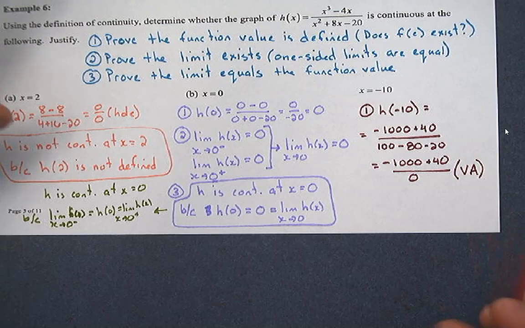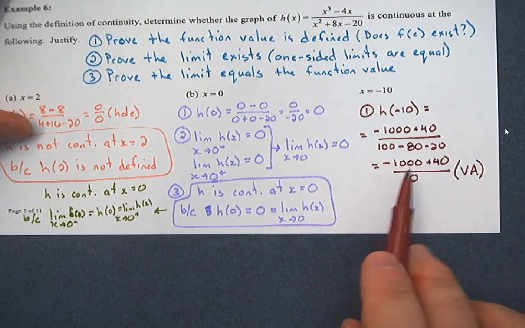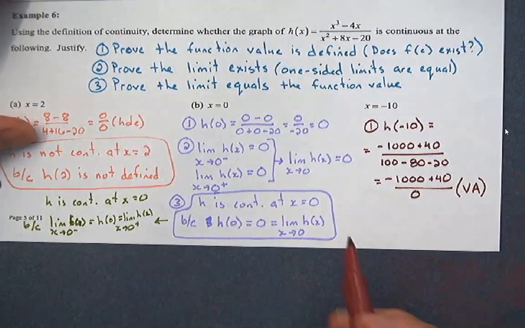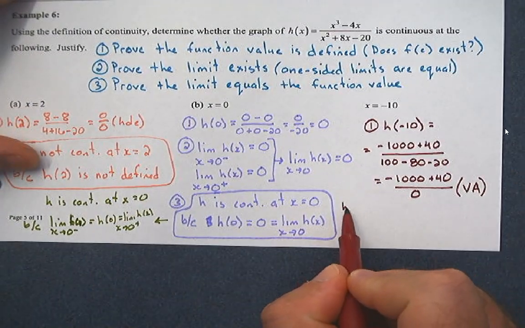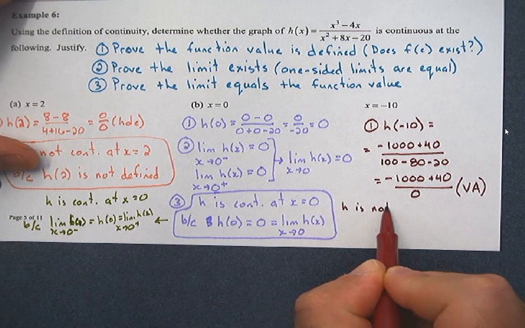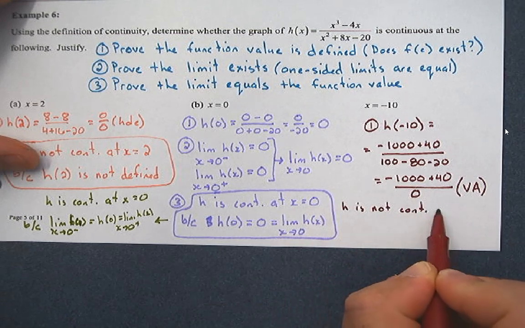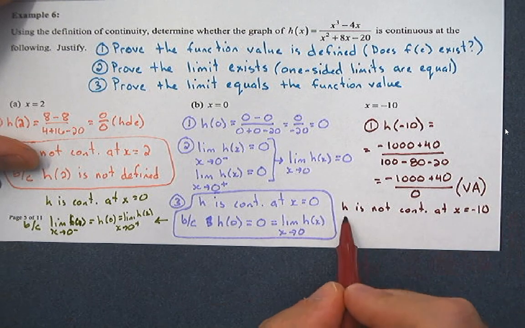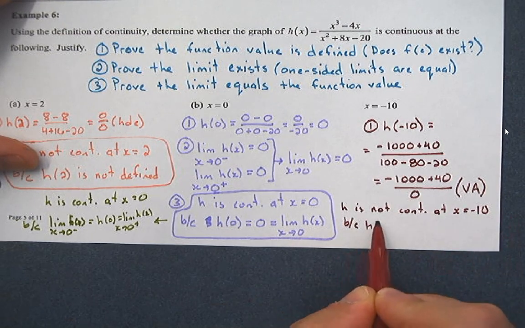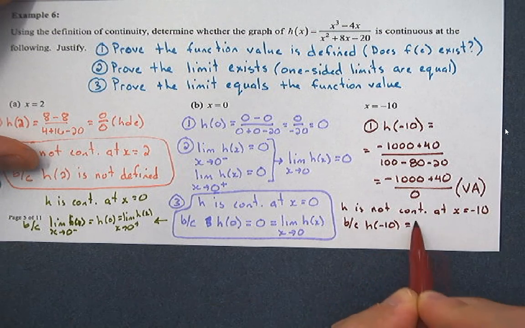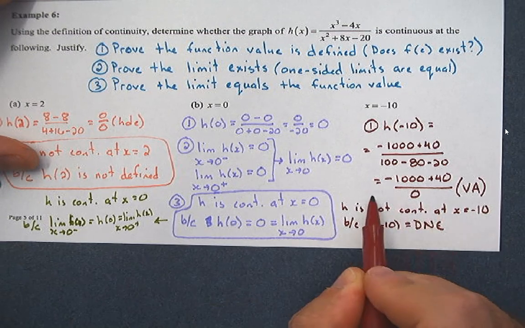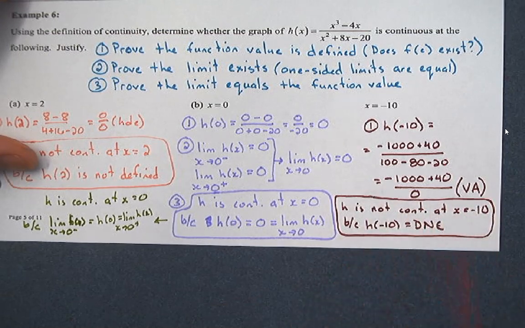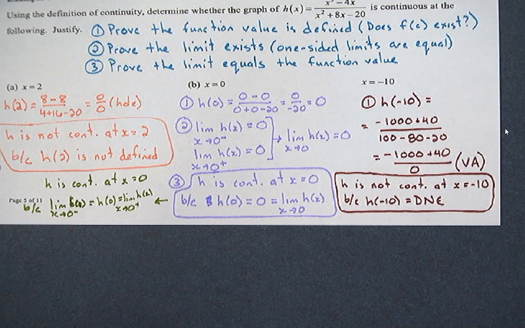So let's write this up. Is h of negative 10 defined? It is not. So the function value does not exist. The game is over. So we would say h is not continuous at x equals negative 10 because h of negative 10 equals DNE. We could write it up like that. We don't have to always say undefined. I think it's probably more proper to say that it's undefined, but it doesn't have to be.